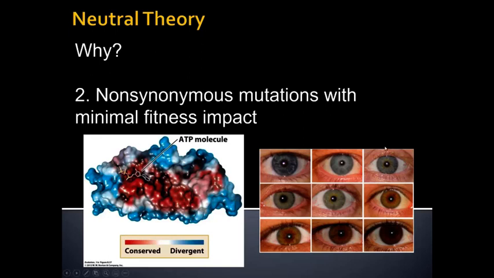Okay? Eye colors may be an easy one, right? If I have brown eyes and I have a child that carries a new mutation that makes them have green eyes or blue eyes or a different shade of brown, how does that impact their fitness?